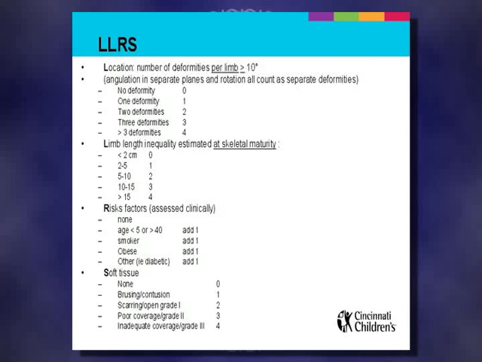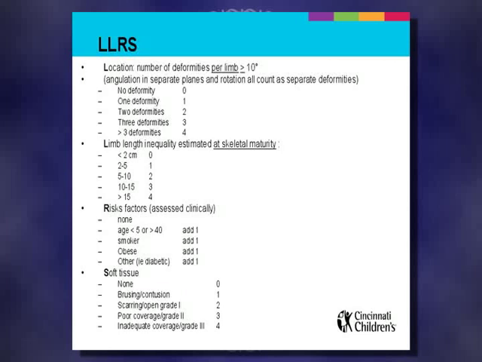If you break it down, you go through here, you'll see location, number of deformities per limb greater than 10 degrees. So that gives you a number and a score, 0 through 4. Complex patients with multiple deformities would obviously be scored higher. Limb length inequality is estimated at skeletal maturity. Greater limb length inequality is higher than lower. Risk factors, again, you add 1 through 4. Soft tissue 1 through 4.